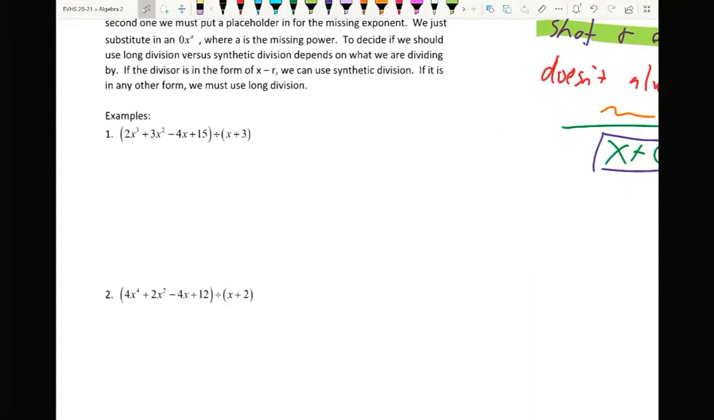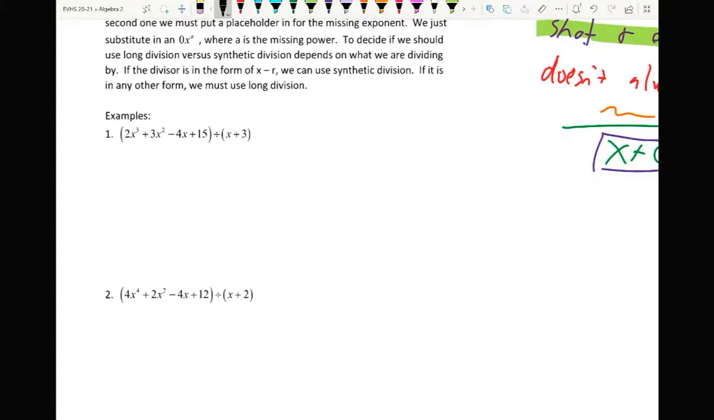What you're going to do is sort of like matrices. You're going to pick off just the coefficients. Now, let's make sure we have everything. x cubed, x squared, x, constant. We're good. We're set up. We have x plus 3. That's good. There's no coefficient on the x. There's no exponent. So we are set up to do synthetic division.